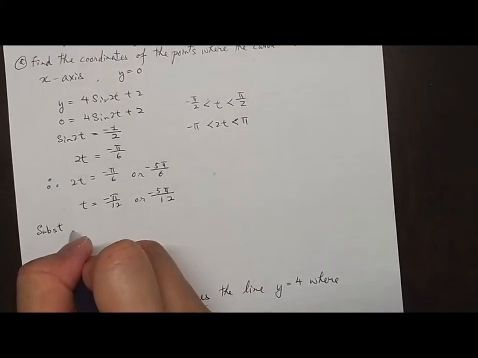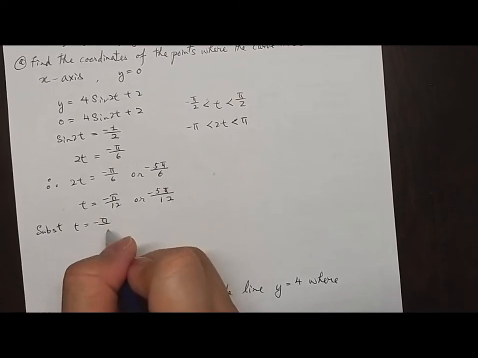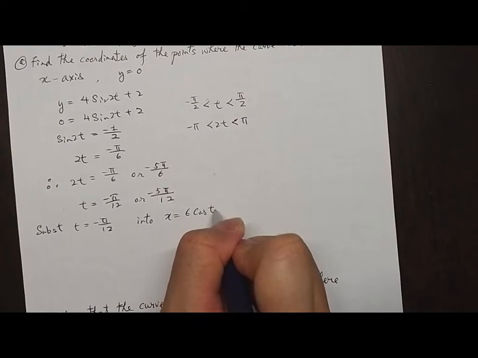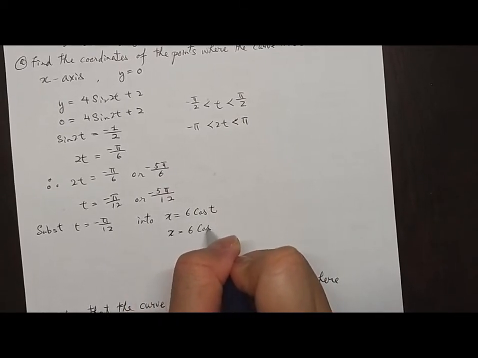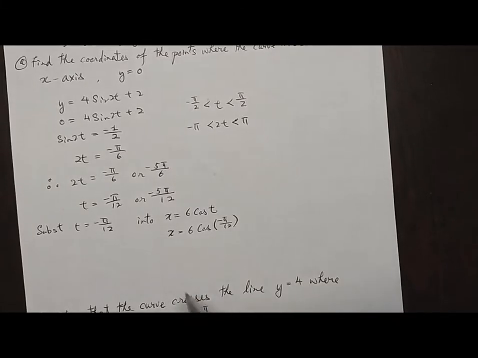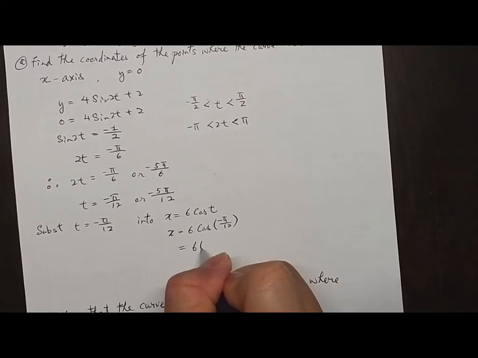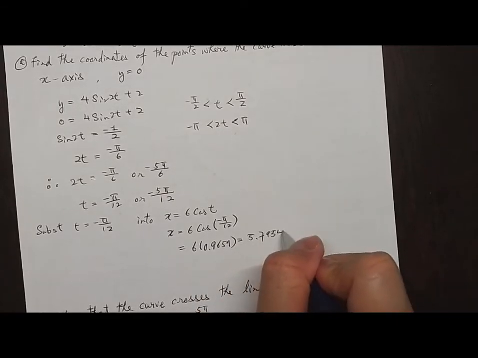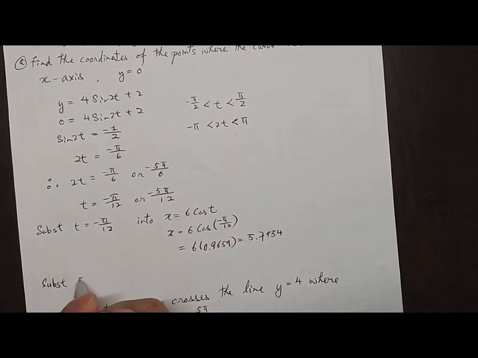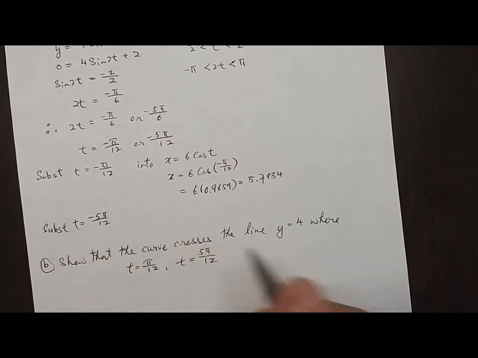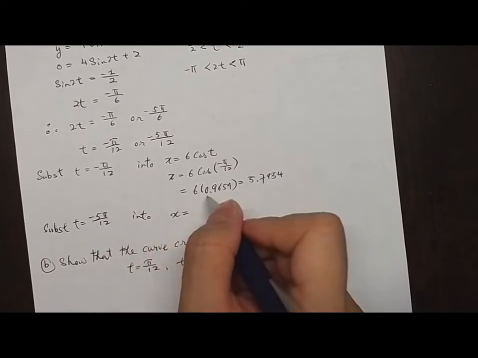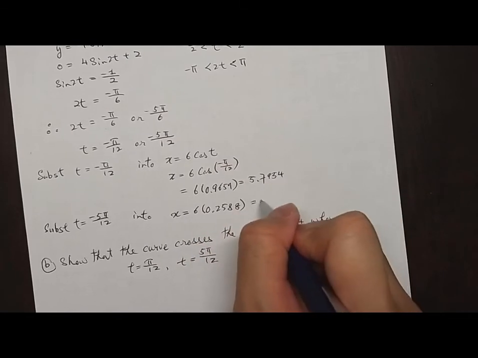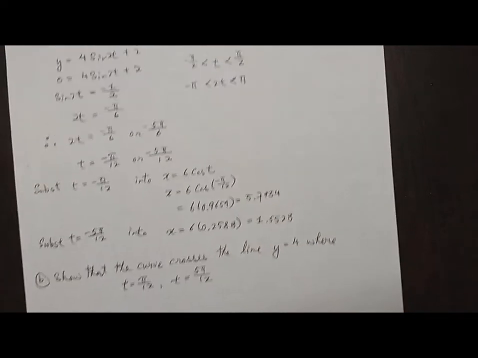When we substitute t equal minus pi over 12 into the x equation, x equals 6 cosine t, we get x is equal to 6 cosine minus pi over 12. From the calculation, we got 6 multiplied by 0.9659 is equal to 5.7954. And we substitute t equal minus 5 pi over 12 into the x equation, we get x is equal to 6 multiplied by 0.2588 is equal to 1.5528. That means we have two intersection points.